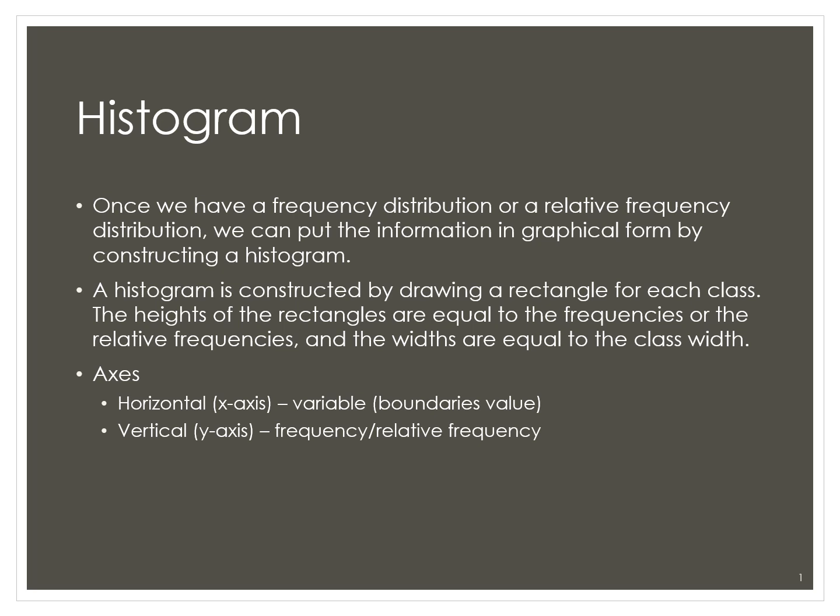Okay, what's next after we have constructed a frequency distribution? We can put the information in graphical form by constructing a histogram. A histogram is constructed by drawing a rectangle for each class. The heights of the rectangles are equal to the frequencies or the relative frequencies. That means on your histogram, you can either use the values of frequency or the relative frequency, and the widths are equal to the class width.